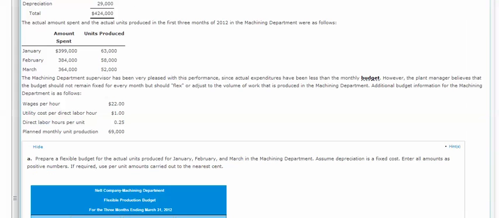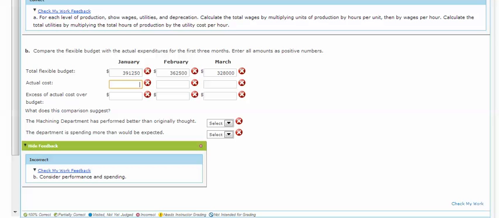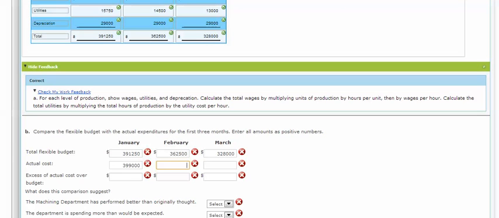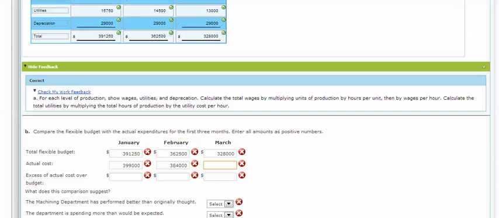My actual costs, I'm going to come up here to the top. We have $399, $384, and $364. So that was here, $399, $384, and $364. And now I can look at whether I was over or under budget.